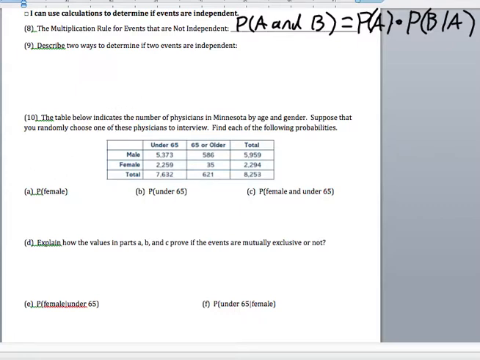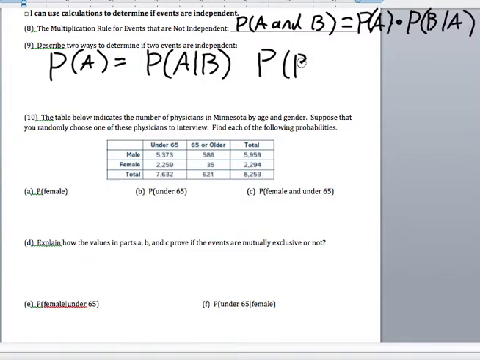Okay. Two ways to determine if two events are independent. This is really asking us to take one formula and write it two different ways. We can check to see if the probability of A is equivalent to the probability of A given B. Or we can check to see if the probability of B is equal to the probability of B given A. And this will make more sense when we get down to some of these in the bottom.